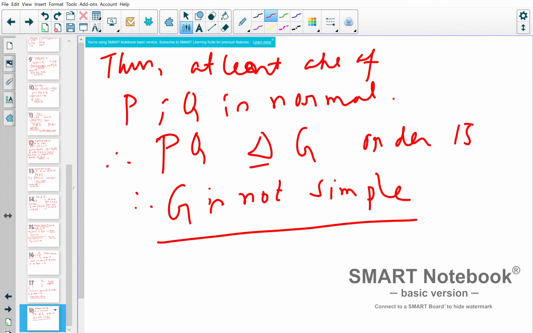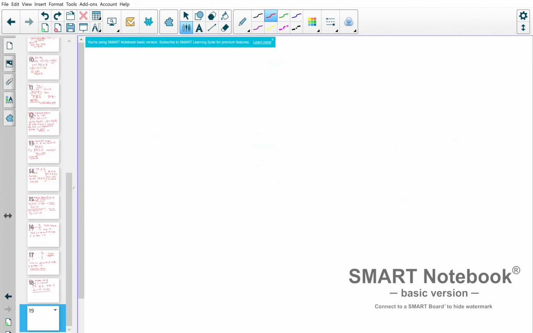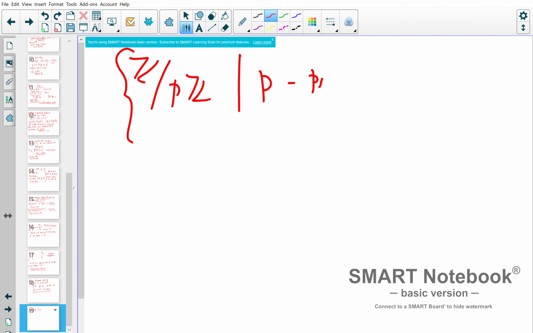Similarly, you can check groups of other orders, say 36, 44, and so on. The interesting part is that Z mod PZ, whenever P is a prime number, is one class, and this class actually contains all the simple groups of small order.